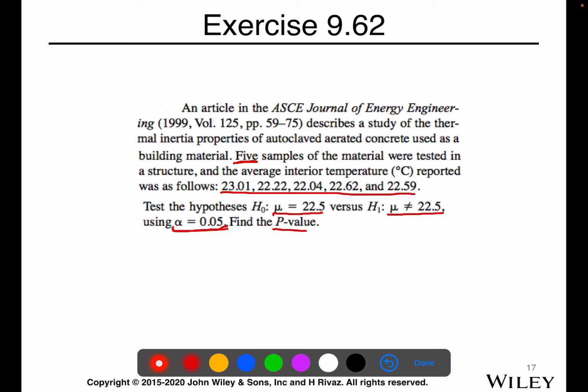So basically, what we have to do is that, it's a two-sided test, right? So since it's two-sided, we have to calculate t of alpha divided by 2 and n minus 1, right? So alpha divided by 2 because it's two-sided. And that is going to be t of 0.025, and n minus 1 would be 4.